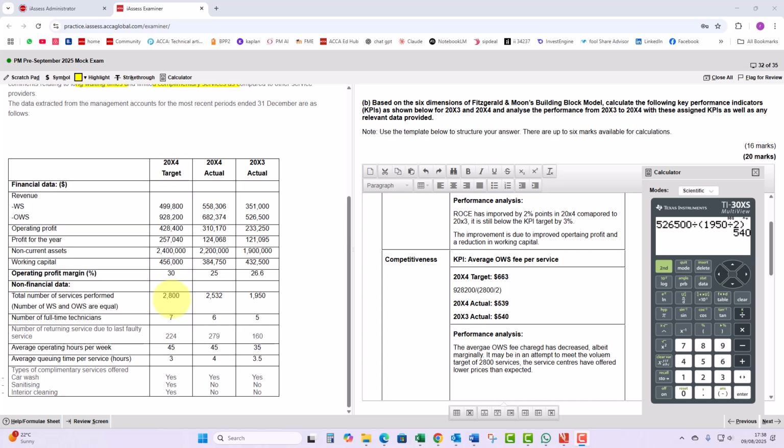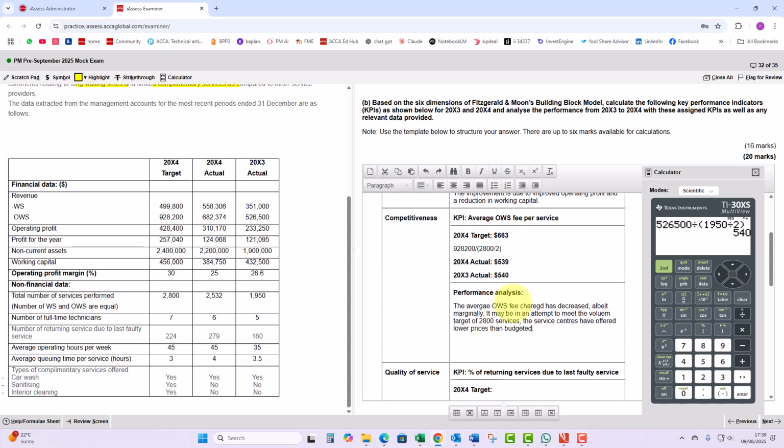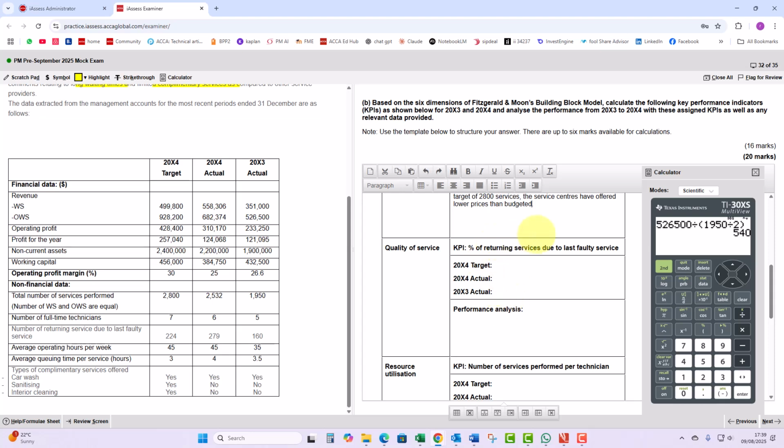Why is that? Well, I'm looking at the number of services performed. They've increased quite a lot, but they're still way off target. I've put it may be in an attempt to meet the volume target of 2,800 services. The service centres have offered lower prices than expected, or maybe budgeted would be better. Again, I could make a second comment, but I'm going to go through and only come back and do that if I've got time.